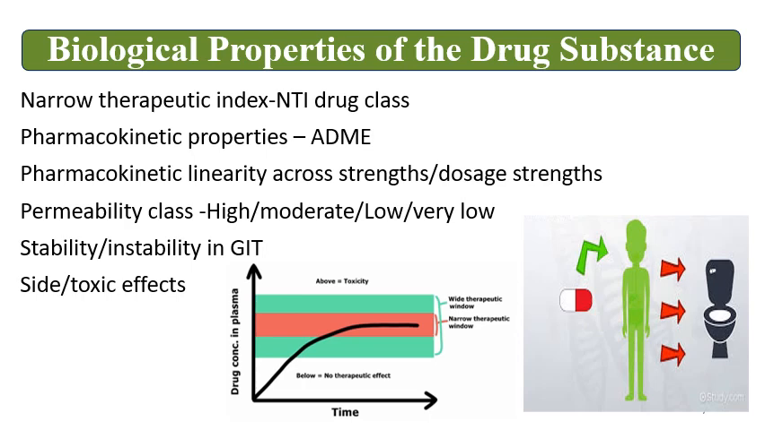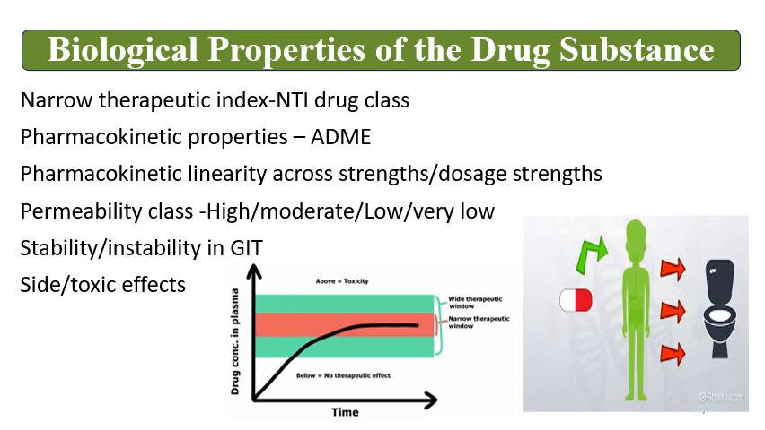Then pharmacokinetic properties like absorption, distribution, metabolism, and elimination. Then pharmacokinetic linearity across strengths and the dosage strengths. Suppose the multiple strength product is having a strength of 10 mg, 20 mg, and 30 mg. Then whether these 10 mg, 20 mg, and 30 mg are linear in the pharmacokinetic range or not.